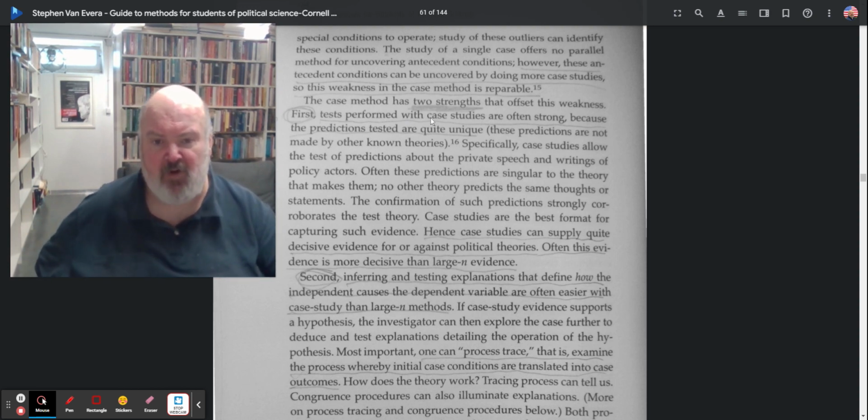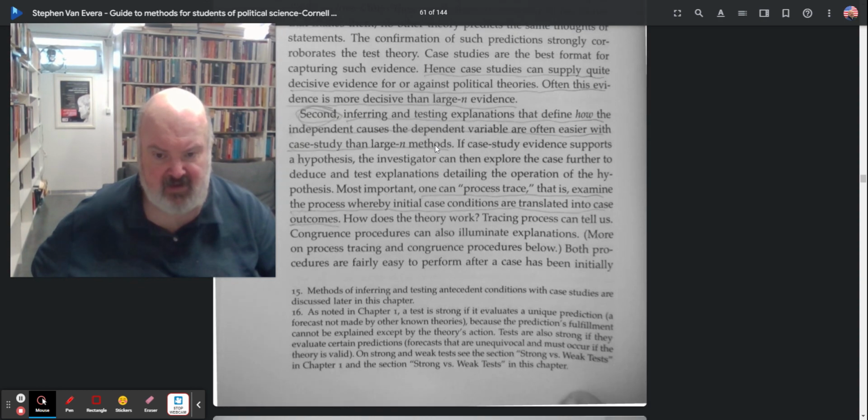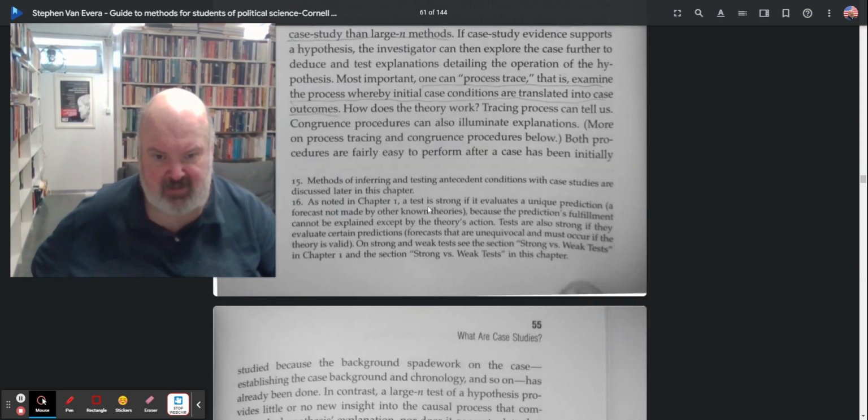First, tests performed with case studies are often stronger because the predictions tested are quite unique. These predictions are not made by the other known theories, right? As noted in chapter 1, a test is strong if it evaluates a unique prediction, a forecast not made by other known theories, because this prediction's fulfillment cannot be explained except by the theory's action, right? Tests are also strong if they evaluate certain predictions, forecasts that are unequivocal and must occur if the theory is valid. On strong and weak tests, see strong and weak tests in chapter 1, and the section on strong versus weak in this chapter, right?